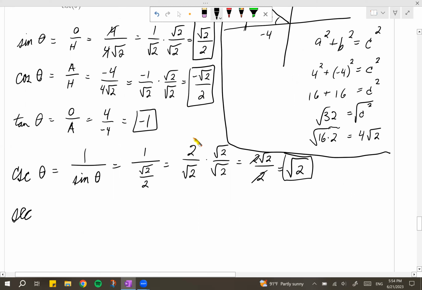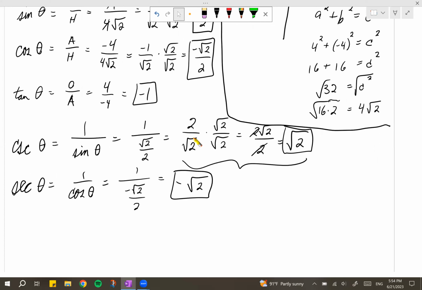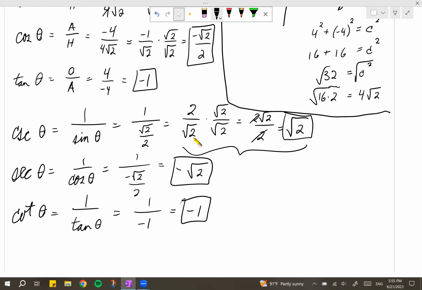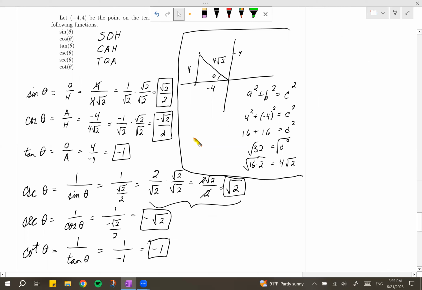Then my secant theta is 1 over my cosine of theta. My cosine of theta, we said, was negative square root of 2 over 2. Doing similar stuff like we did here, I'm going to get negative square root of 2. All right. Now the last thing I need to do is my cotangent of theta, which is 1 over tangent of theta. And we said our tangent was -1, so that's 1 over -1, which is -1. So I get -1 as my cotangent. And that would be my solution.